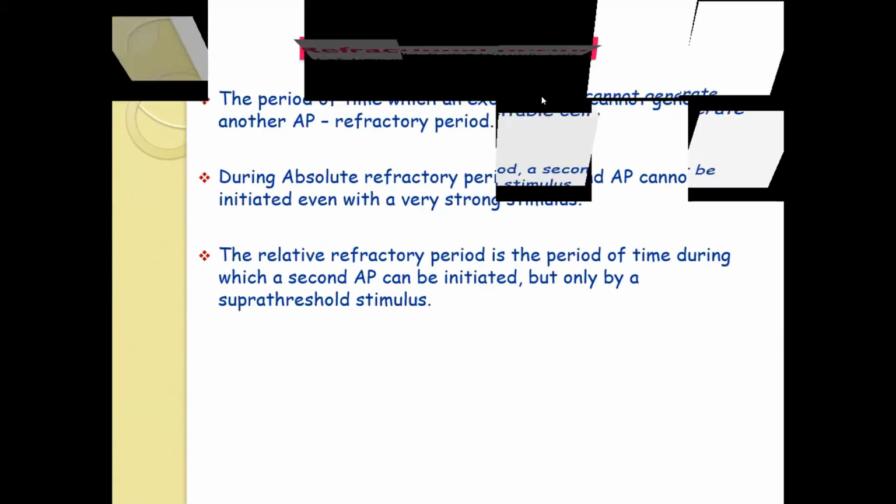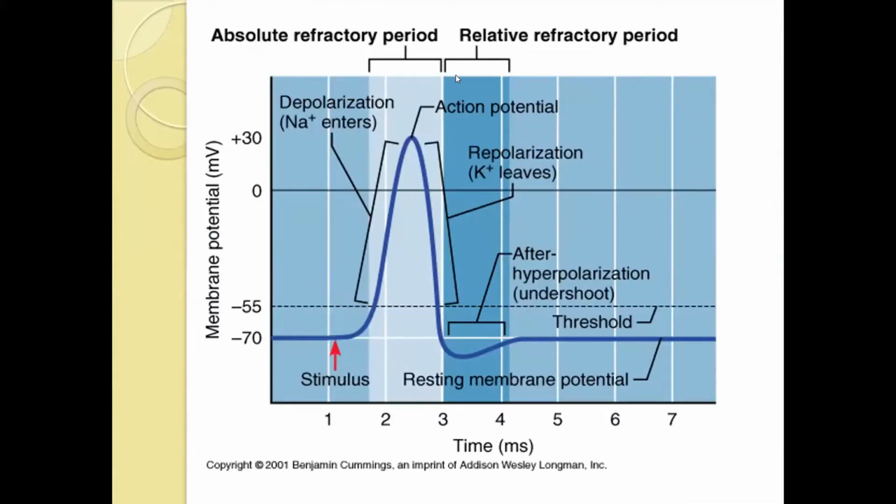But if you see here, this is the relative refractory period, where the outflow of the potassium has made the membrane potential go to the resting membrane potential. Here you can stimulate another action potential as long as you reach a supra-threshold stimulus. So you can stimulate another action potential here, but with a supra-threshold stimulus. This is called the relative refractory period. So remember absolute and relative refractory period.